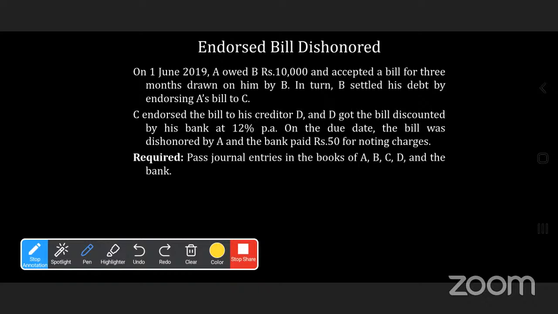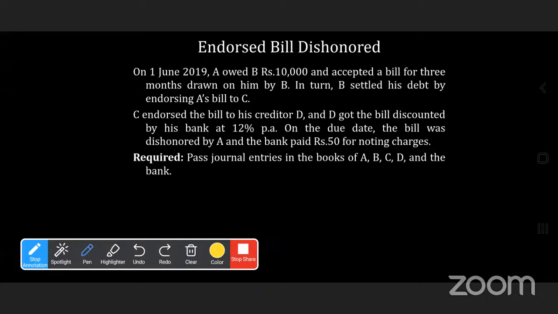A owed 10,000 to B, and the bill was accepted for 3 months and drawn by B. In turn, B settled his debt. If B has a debt with C, he has to pay some amount to C, so he endorsed this bill to C. C also owed some amount to D, so he endorsed the bill to his creditor D. And D got the bill discounted by his bank at 12% per annum.